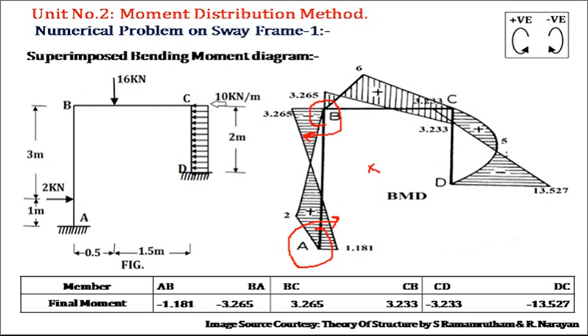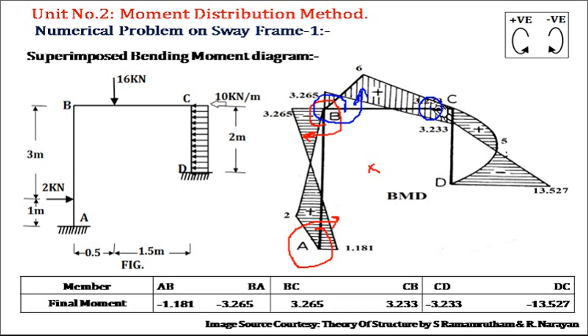Next, the moment in member BC is 3.265, which means anti-clockwise direction. That means you have to keep the pen on the member BC nearer to joint B and rotate the joint B in anti-clockwise direction. So I will rotate the joint B in anti-clockwise direction and it should cut the member BC once. So this value 3.265 is on the upward side of the joint B.